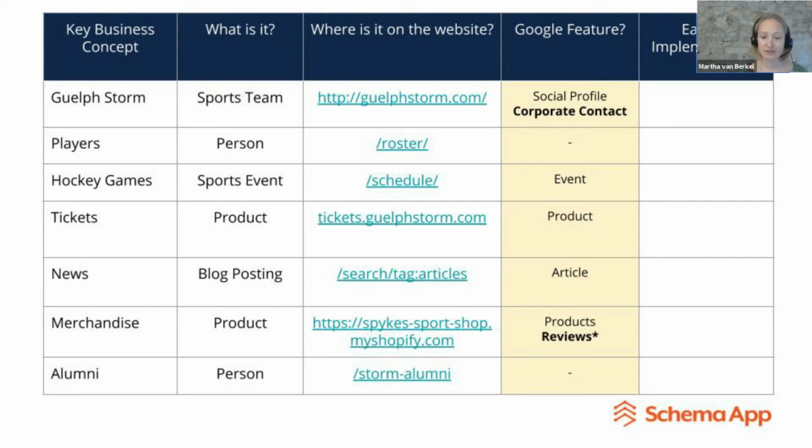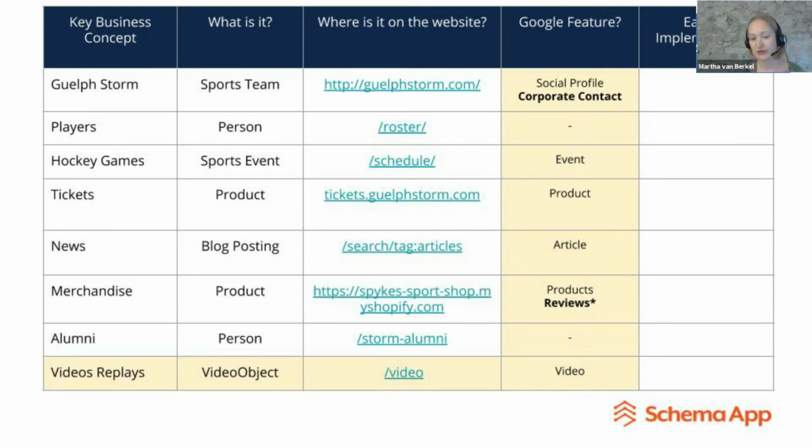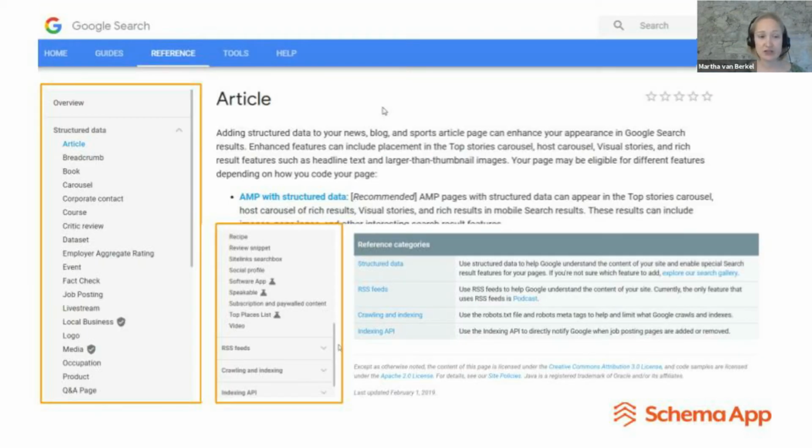And then finally, alumni in person. But as we looked through it, we hadn't called out the video replays as a key business concept, but there's a great rich result that you can get for that. So we actually then said, there's a Google feature for videos, does that content exist? It turns out it does. And so how do we add that in? And so we do suggest going through each of these and seeing which one makes sense for the website you're working on to make sure that you're indeed getting the most out of it.